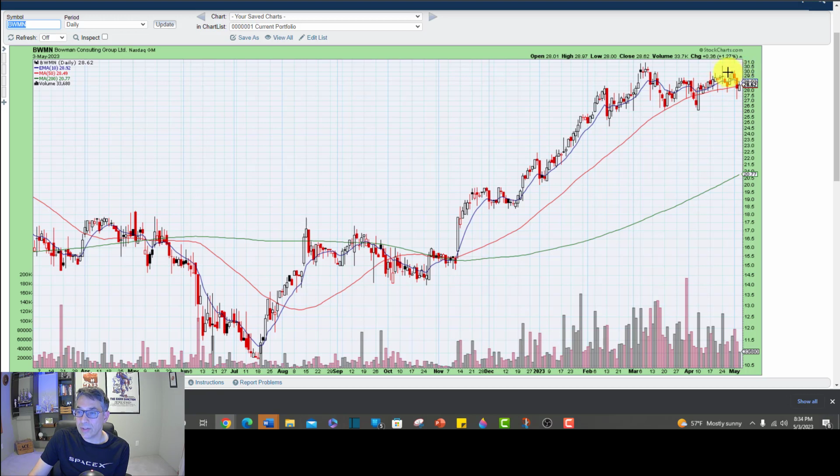There's obviously supply coming on at 30. What we want to do is for it to get up here near the $30 mark, tighten up, volume to die down, and then punch through there and close above 30, then put on a half position because you got a little bit of supply here, and then work your way towards a full position.